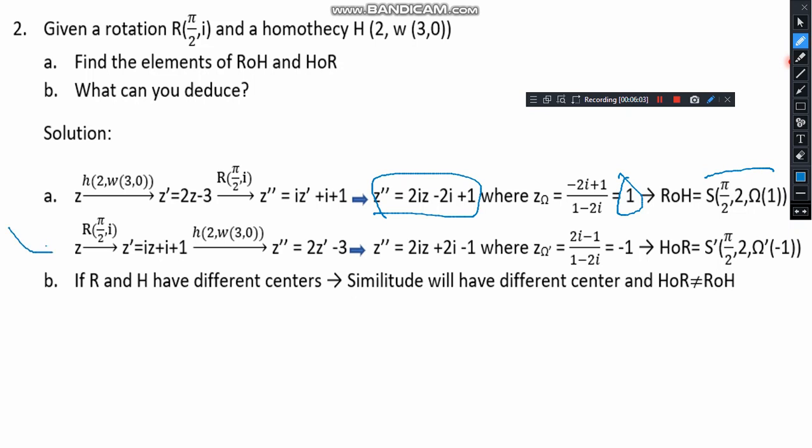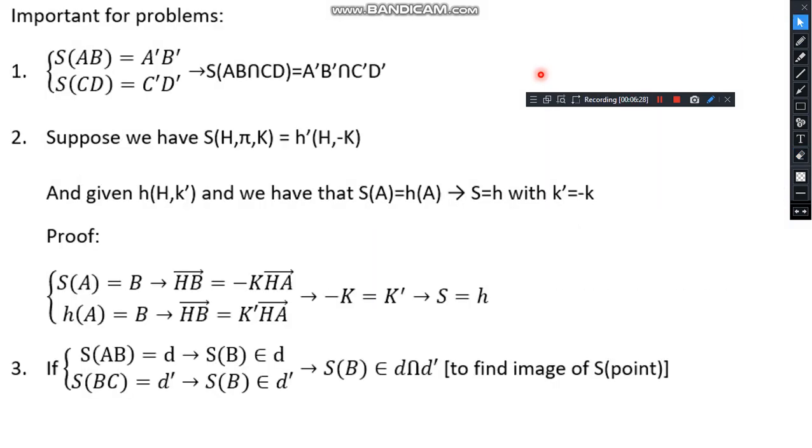So I have this similitude. If you do the vice versa, H rho R, you're going to have the same angle certainly, and the same ratio, but you can see that gamma and gamma prime are not the same. So that's why if R and H have different centers, we're going to have a similitude, but the similitude will have a different center, and H rho R is not the same as R rho H. Now we're going to go to some applications important for problem solving.